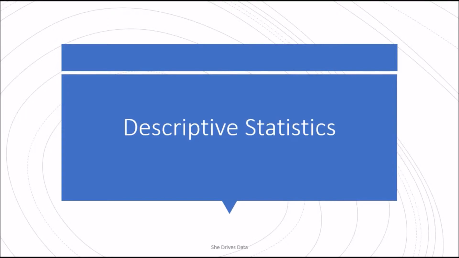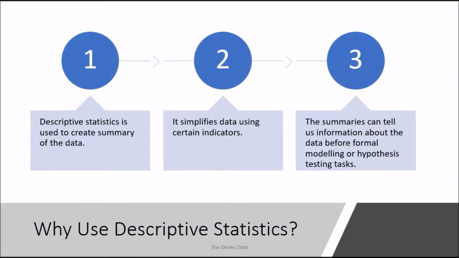So today we're going to talk about descriptive statistics. So what exactly is descriptive statistics? It is nothing but a summary of data. It is used to simplify data using certain indicators. The summaries can tell us information about data before formal modeling and hypothesis testing and all those other tasks. So today we're going to see how we can get this information in Excel.